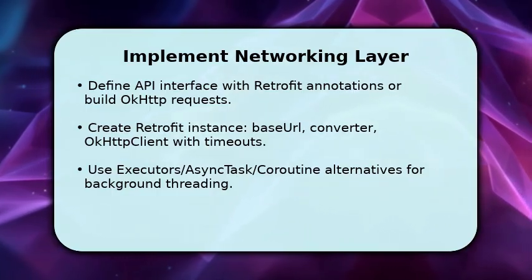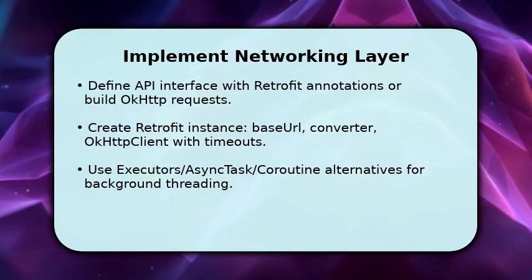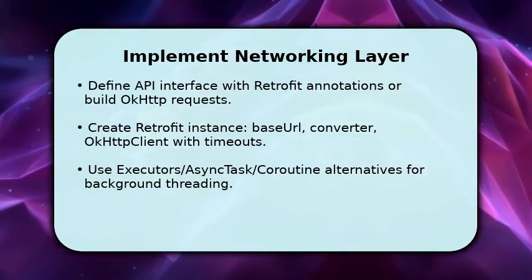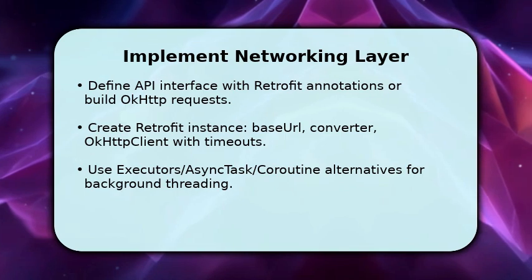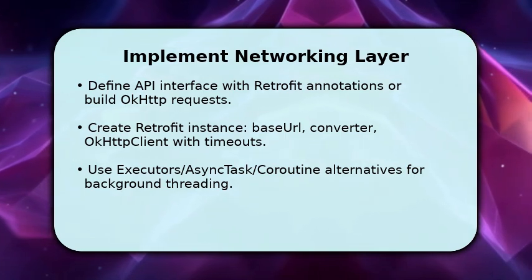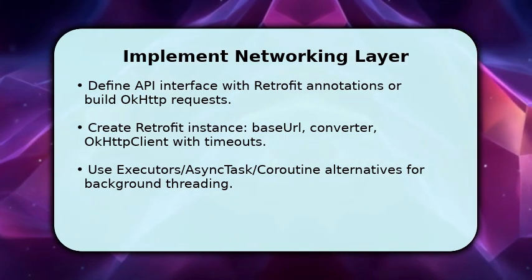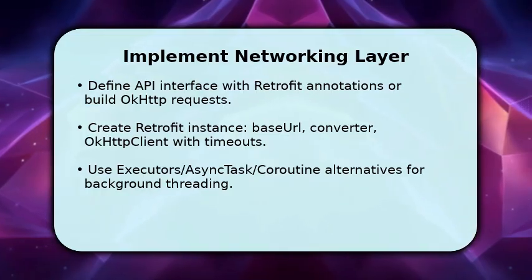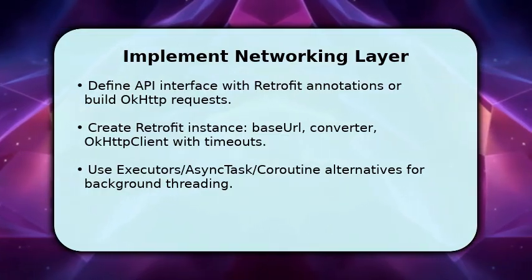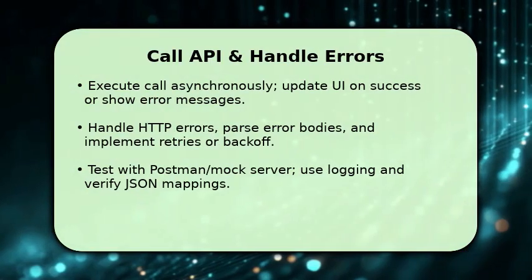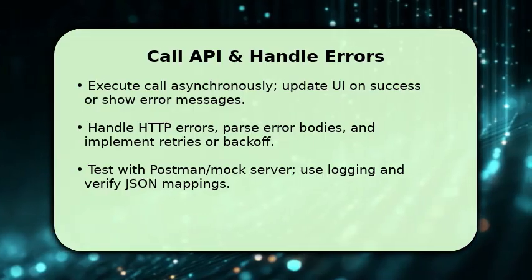for logging or auth. Once configured, call the API on a background thread using executors or modern alternatives so the UI thread stays responsive. Then parse results into your model and post them back to the UI safely. Finish by wiring calls to the UI and adding robust error handling.